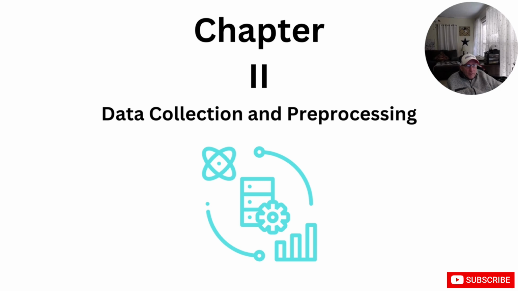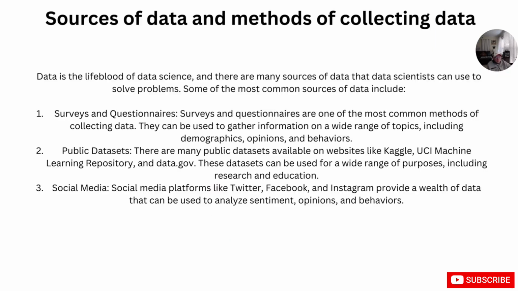Chapter 2, Data Collection and Pre-Processing. Sources of data and methods of collecting data. Data is the lifeblood of data science, and there are many sources of data that data scientists can use to solve problems. Some of the most common sources of data include: number 1, surveys and questionnaires.